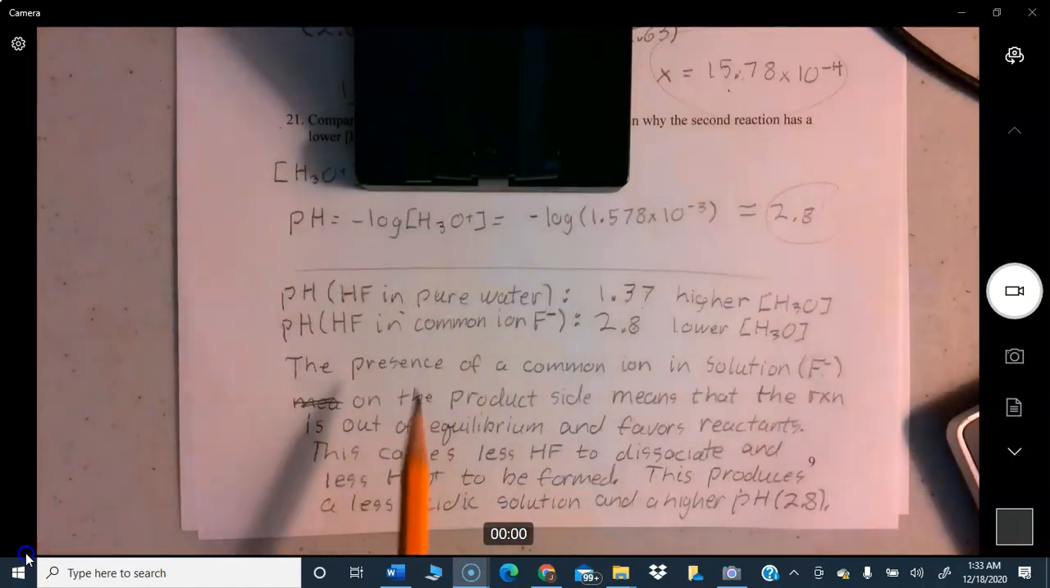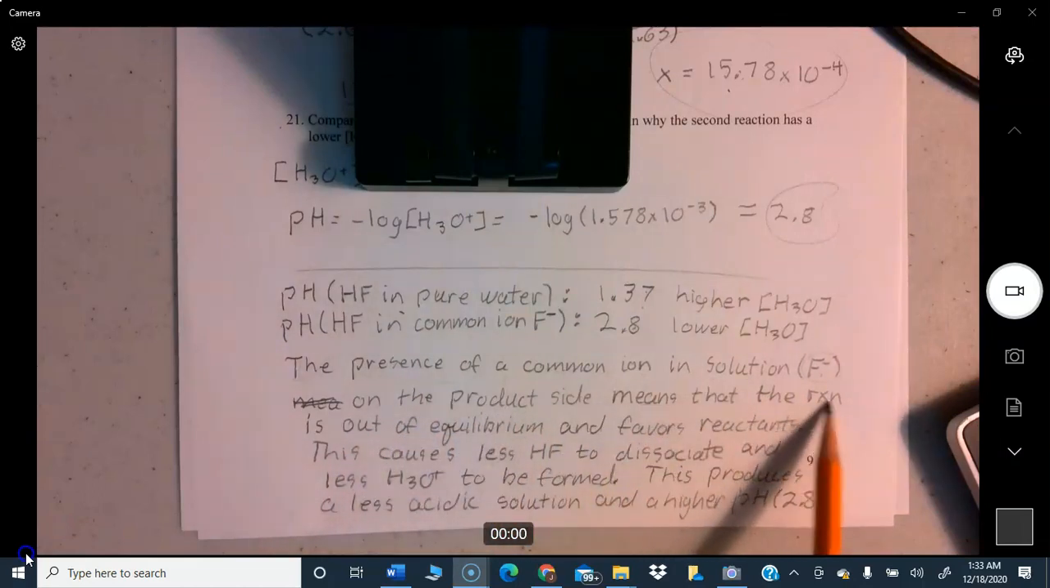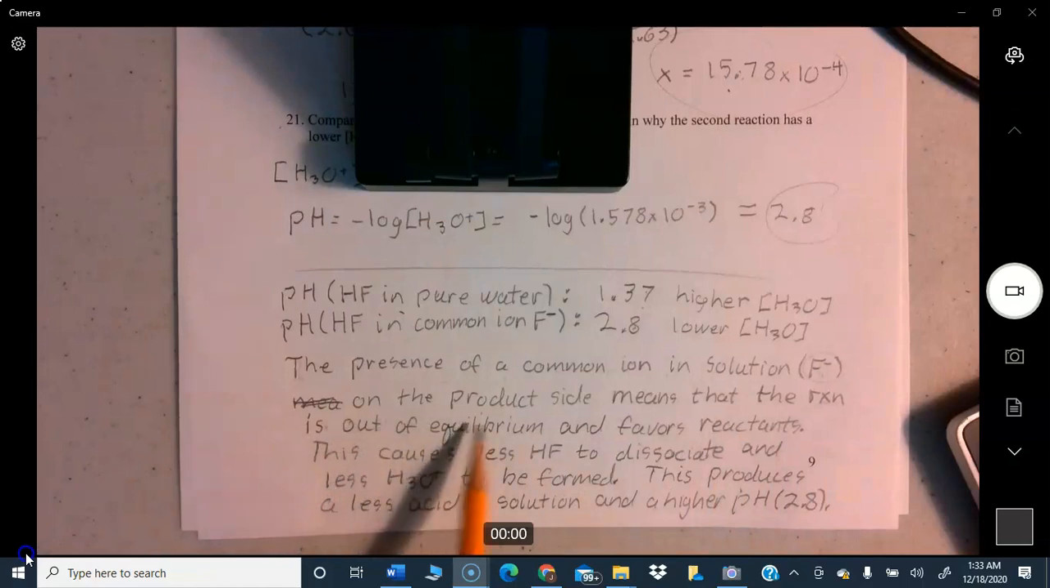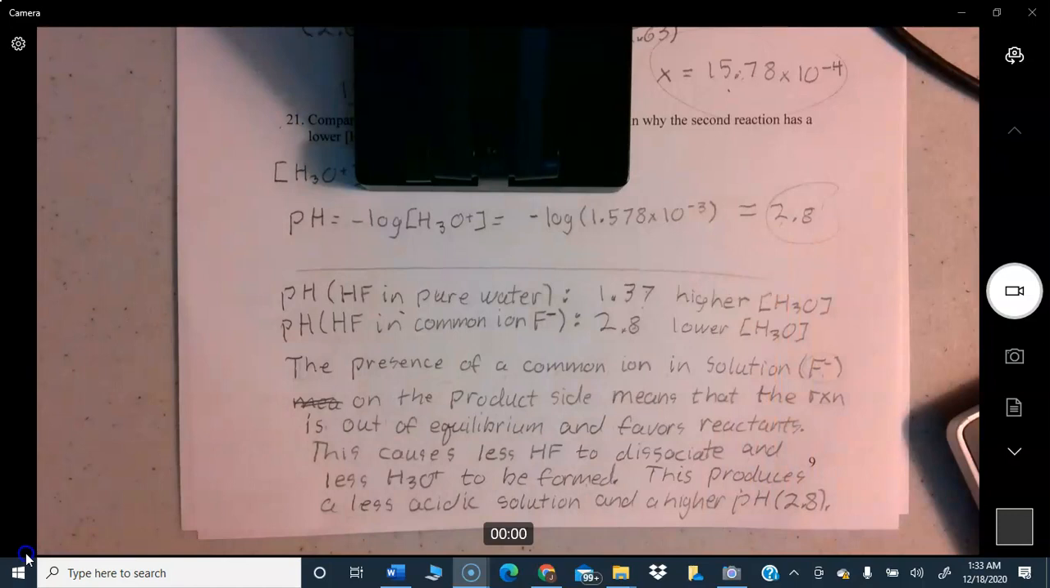All right, so the presence of a common ion in solution, F- on the product side, means that the reaction, rxn's abbreviation for reaction, is out of equilibrium and favors reactants, meaning it's going to go back to the left. This causes less hydrofluoric acid to dissociate and less H3O+ to be formed. This produces a less acidic solution and a higher pH, so we ended up in this last reaction with a pH of 2.8. In the first reaction, the pH was 1.37. It was lower. That means more acidic. So that's what the common ion effect does. It affects the equilibrium and therefore causes the reaction not to move forward as easily as it would.